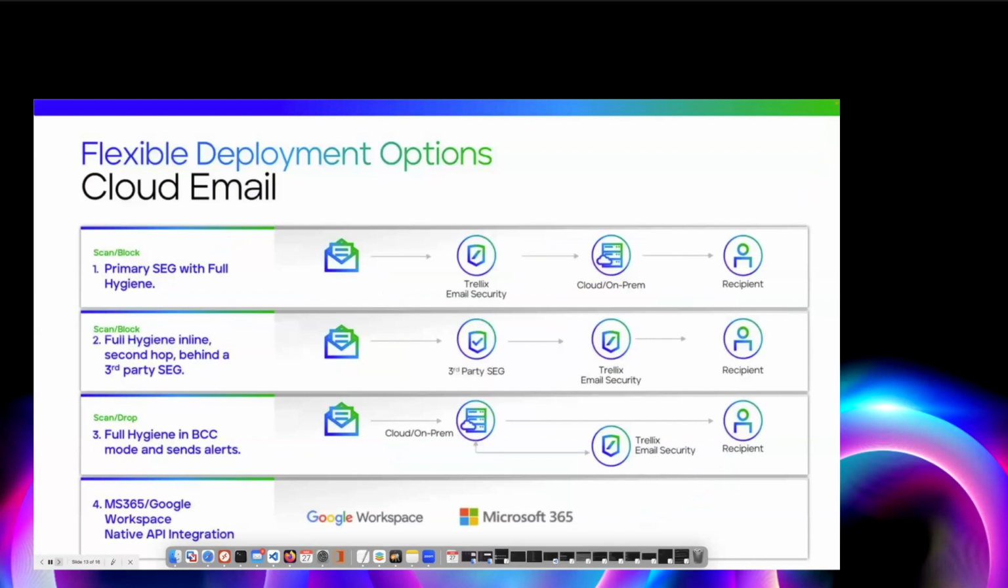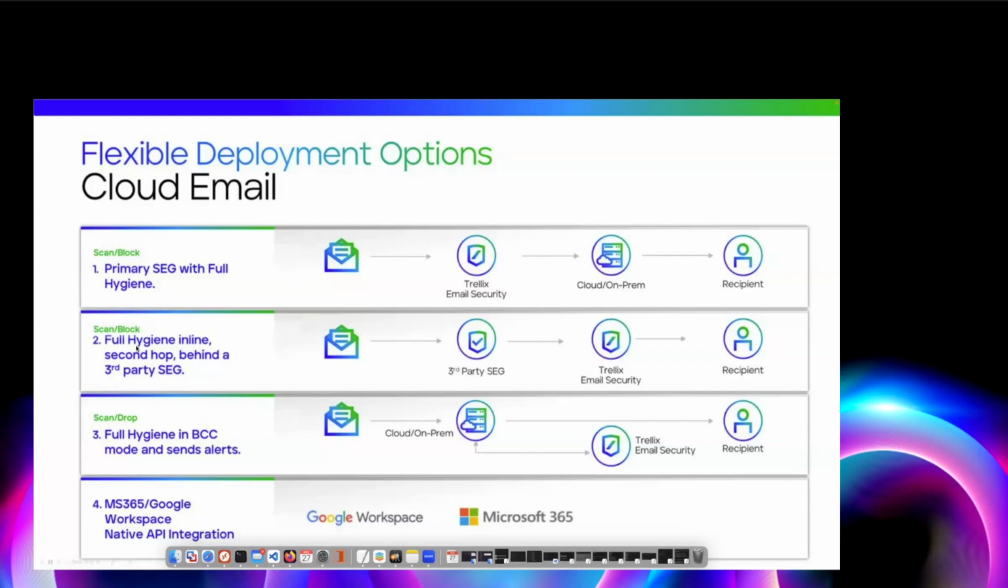There are some flexible deployment options. Let's say for cloud, we have these options. So we have primary security email gateway with full hygiene. So when the email comes, it goes to email security engine, and then on cloud, let's say that can be Exchange, Office 365, it doesn't matter. It needs to be an email server and then to the recipient.